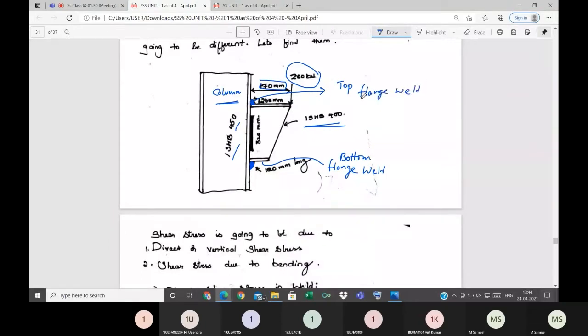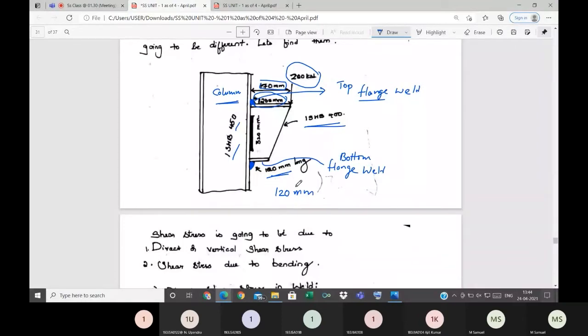weld. So why I'm calling this as flange weld? As you can see here, this weld which is done over here is actually joining the joist flange with the column, right? See at the bottom also, the weld is joining this bottom flange to the column section. So we can call this as top and bottom flange weld, and together we can just call it as flange weld, isn't it? And he has given you in the question, the length of the flange weld is 120 mm. 120 mm is the length of the weld.